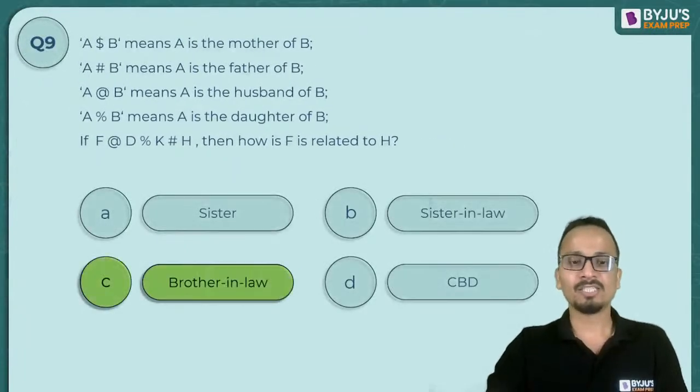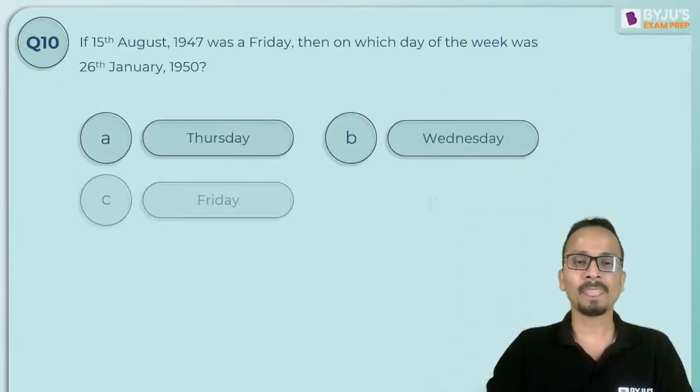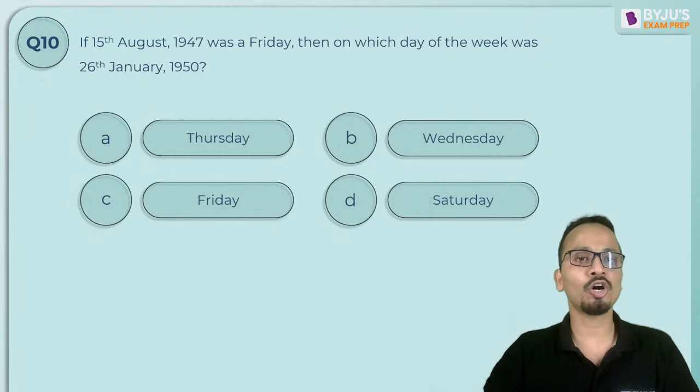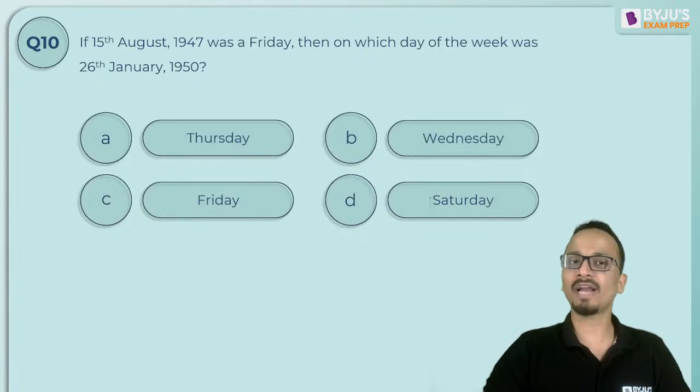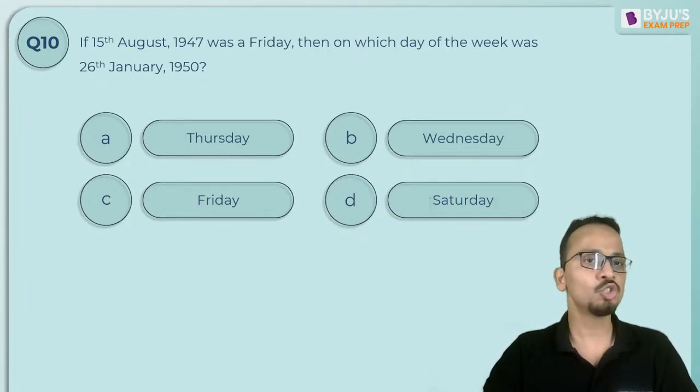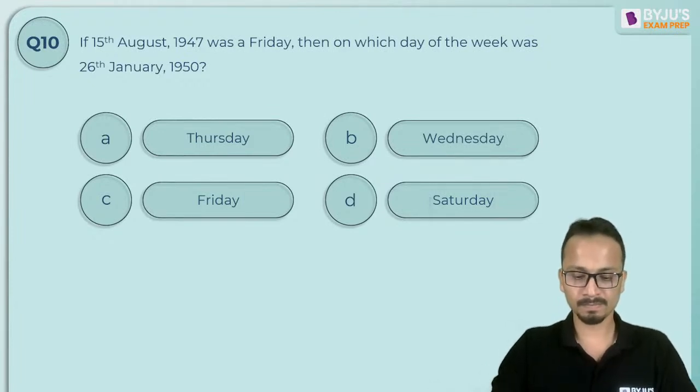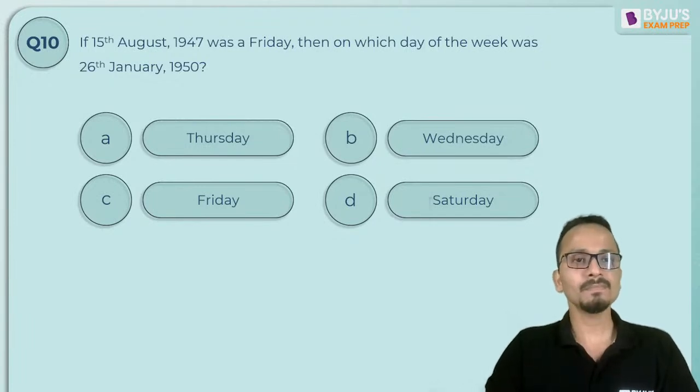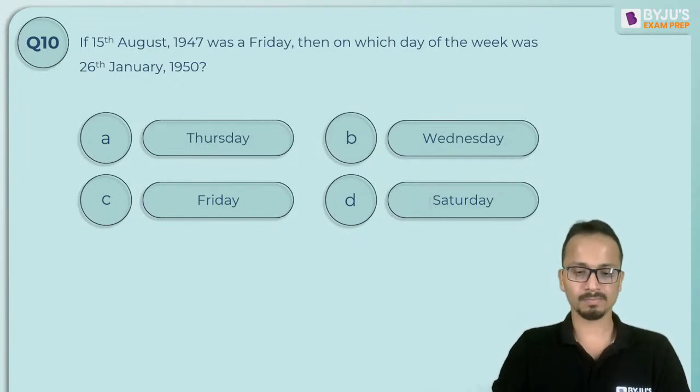All right. So let's move on to question number 10. Question number 10 is a very easy, straightforward question of calendars. So if 15th of August 1947 was a Friday, then on which day of the week was 26th of January 1950? Yes, any answers?